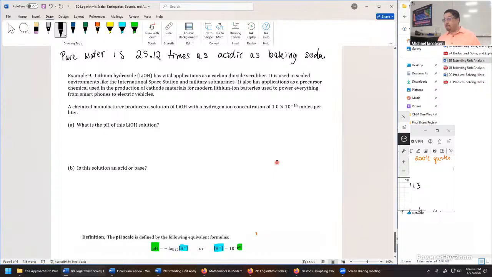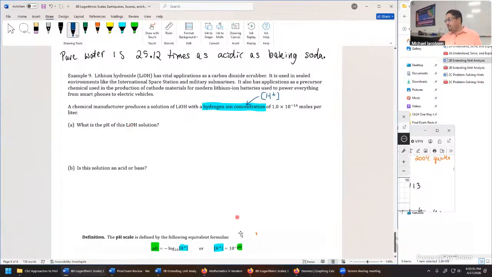And we're told next, a chemical manufacturer produces a solution of LiOH, lithium hydroxide again, with a hydrogen ion concentration of that figure in terms of moles per liter. So when you see hydrogen ion concentration, think this is referring to H+. Moles per liter is another giveaway per our definitions. What we're solving this time is, what is the pH of lithium hydroxide?